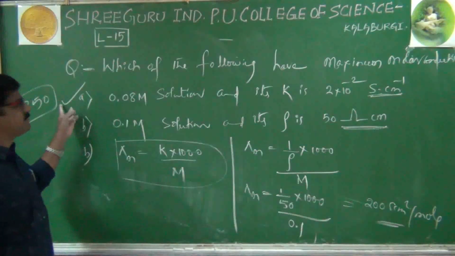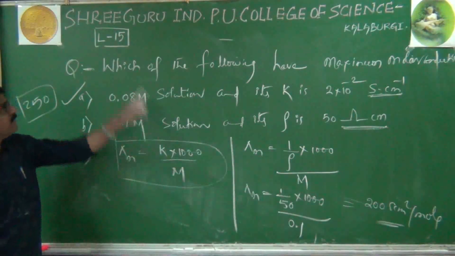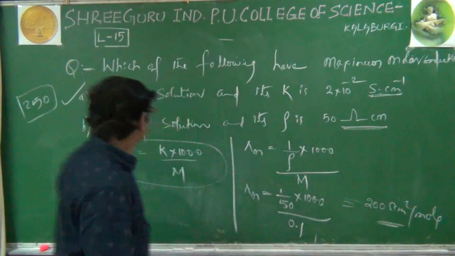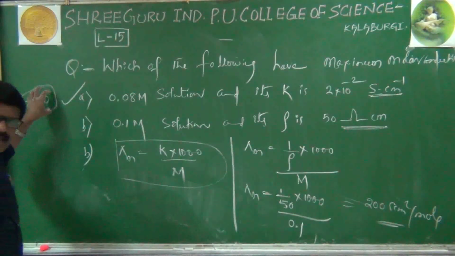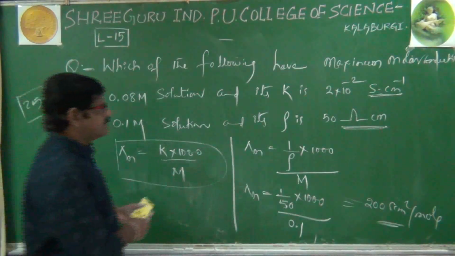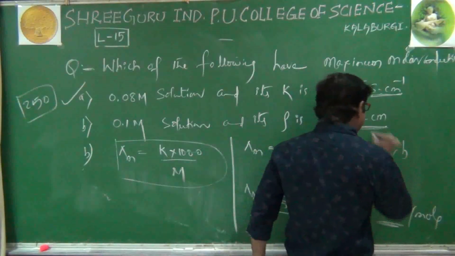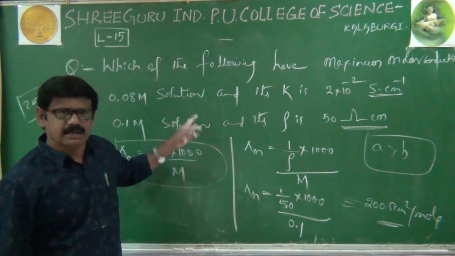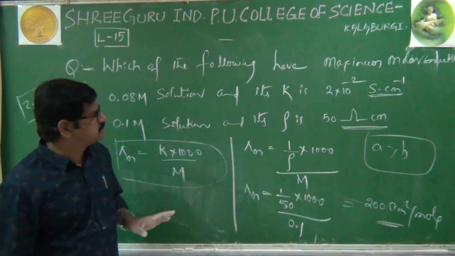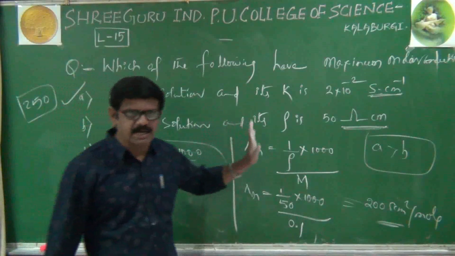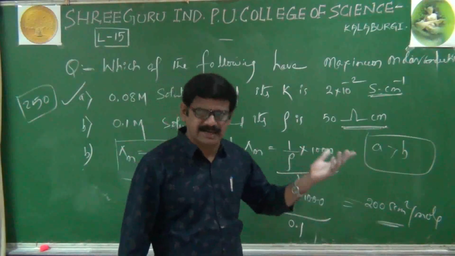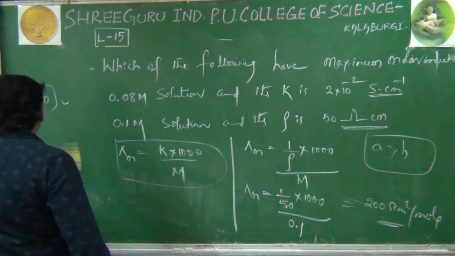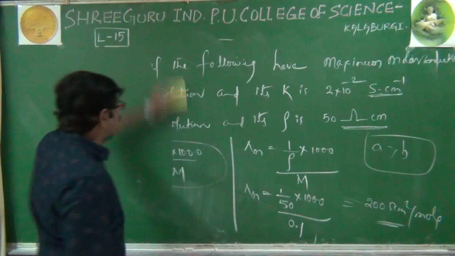First question 250, second question 200. Then what is it asking? Which of the following have maximum molar conductivity? Definitely whichever value is bigger is the maximum molar conductivity. Therefore our answer is A greater than B. That's all. A has more molar conductance compared with B. That's it. This is the first question based on molar conductivity or molar conductance. Any word we can use, it doesn't matter. Right. We'll go to the next question.